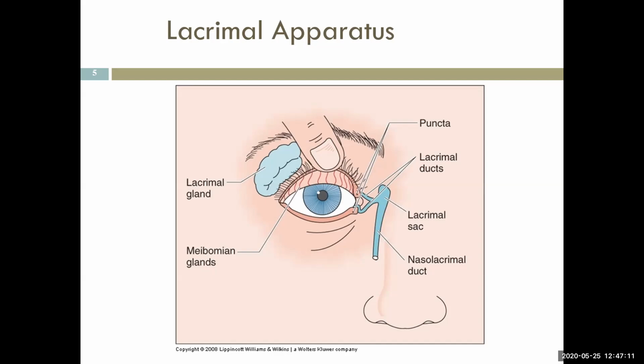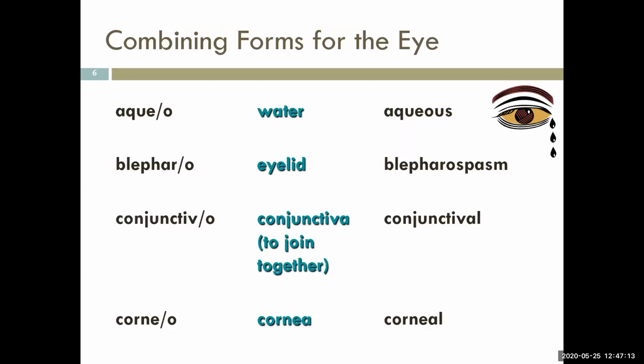So it secretes tears. When we look at some of the words, aqueous humor was that water liquid secreted by the ciliary processes that fills the anterior and posterior chambers of the eye and provides nourishment for the cornea, iris, and lens. Aque means water, and humor means fluid, so watery fluid. Blepharo means eyelid, so blepharospasm would be a spasm of the eyelid, your eyelid twitching.